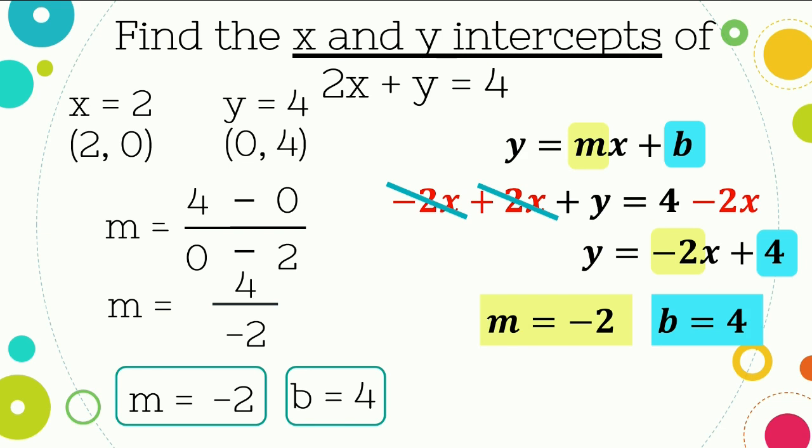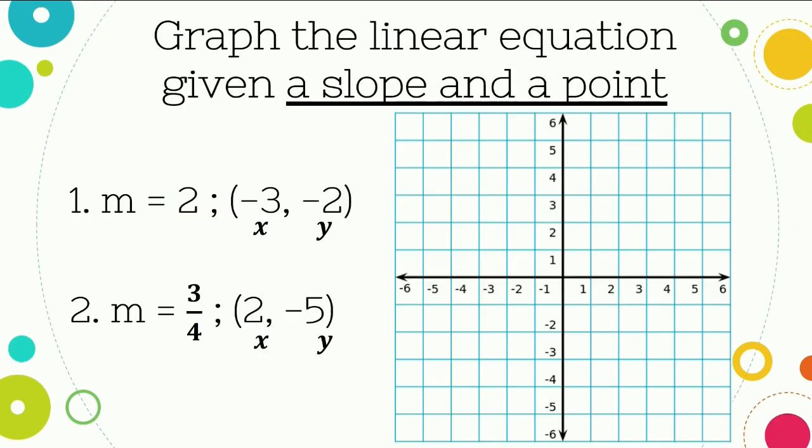Okay? Lastly, we can graph the linear equation given a slope and a point. So, given yung slope tsaka isang point. Example, number 1, m or our slope is positive 2 and a point given coordinates negative 3, negative 2. So, ang x natin ay negative 3, ang y ay negative 2. So, i-plot muna natin yung point. So, negative 3, negative 2. Ito siya.